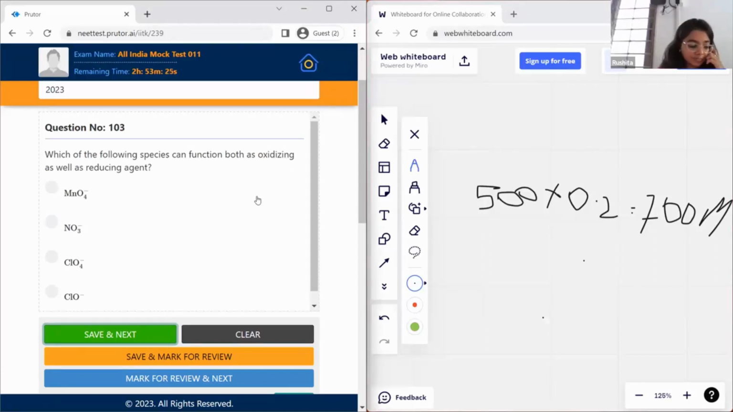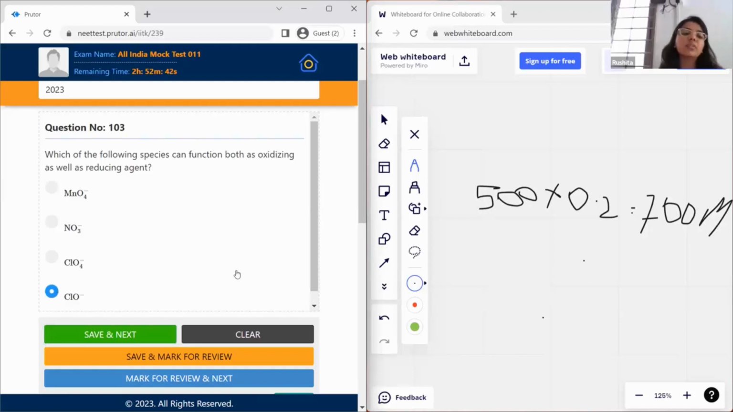Which can act as both oxidizing and reducing agent? So you need to know here that the elements which are in the highest or the lowest oxidation state would not act as both oxidizing and the reducing agents, right? So if we see here, the oxidation state of Mn would be +7. So it is in the maximum oxidation state. Here NO3 would also be in the maximum oxidation state, that is +5. Here the chlorine is also in the maximum oxidation state, that is +7. But here the chlorine is in the +1 state. So the range of chlorine is -1 to +7. So it can act as an oxidizing or the reducing agent. So here the answer is chlorine.